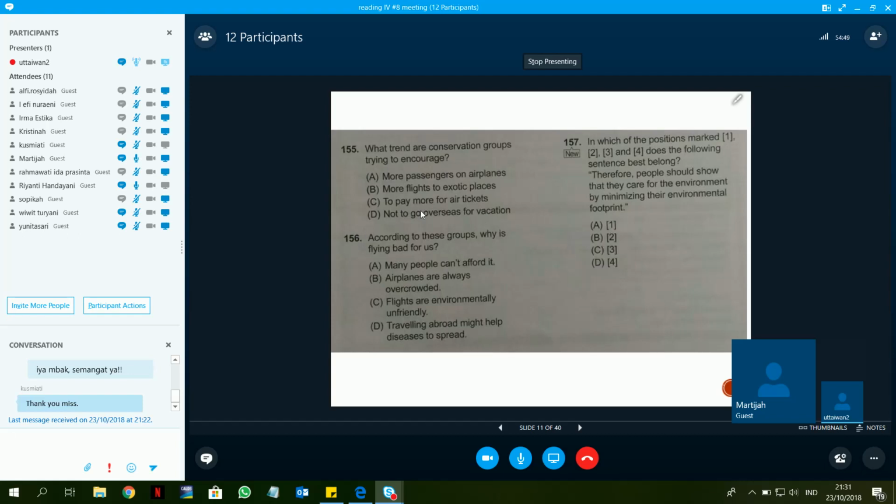Kemudian next, ini kan ada kalimat ini. In which of the position mark 1, 2, 3, 4 does the following sentence best belong? Therefore, people should show that they care for the environment by minimizing their environmental footprint. Oh, berarti yang A, 1. Talking about environment. They care for the environment.